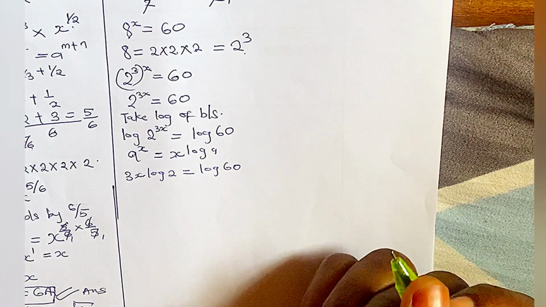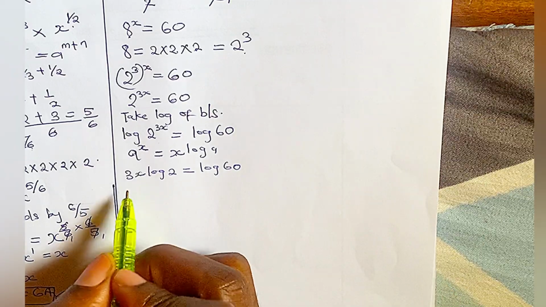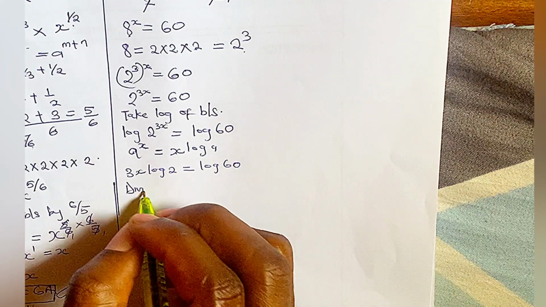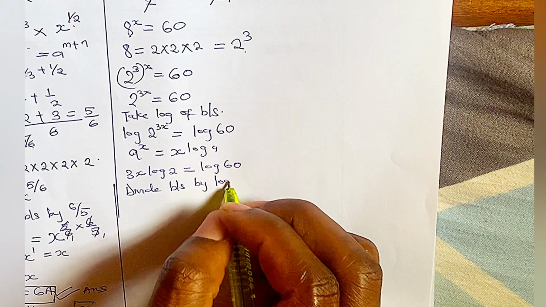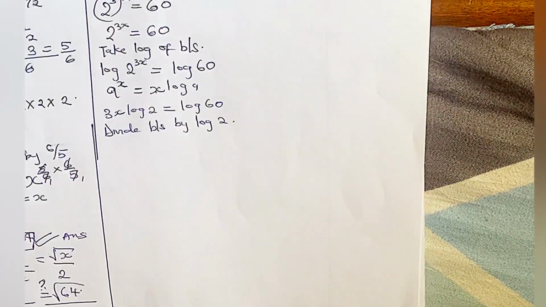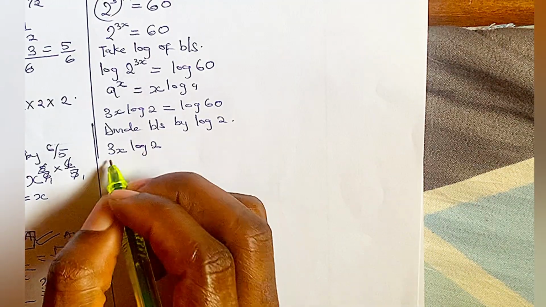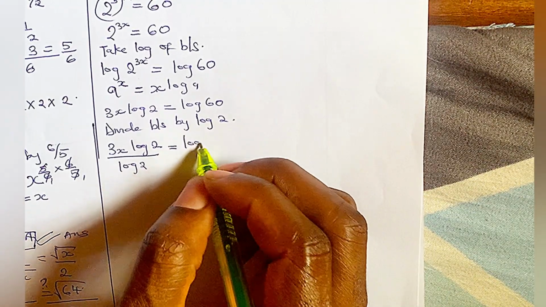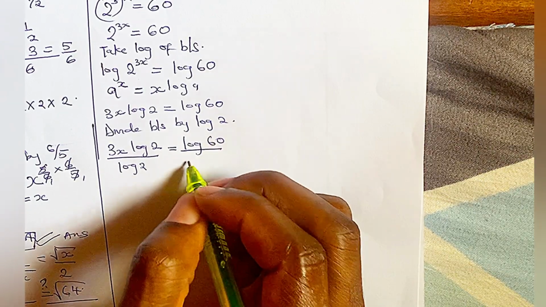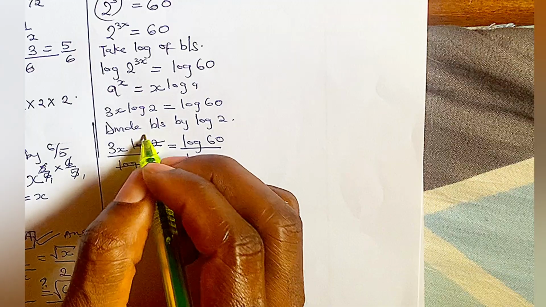Okay, now don't forget we're looking for the value of x. So we divide both sides by log 2. All right, we'll have 3x log 2, divide here by log 2, that's equal to log 60, divide here by log 2. Log 2 can cancel log 2, that's 1.